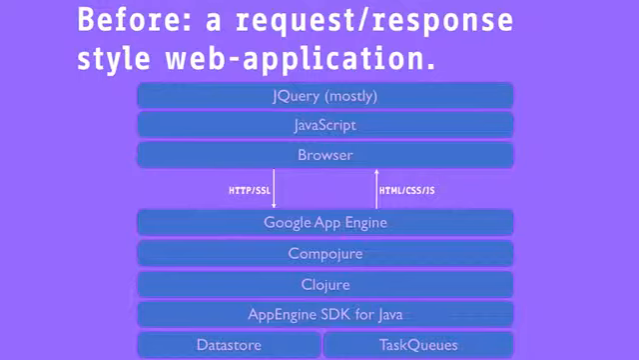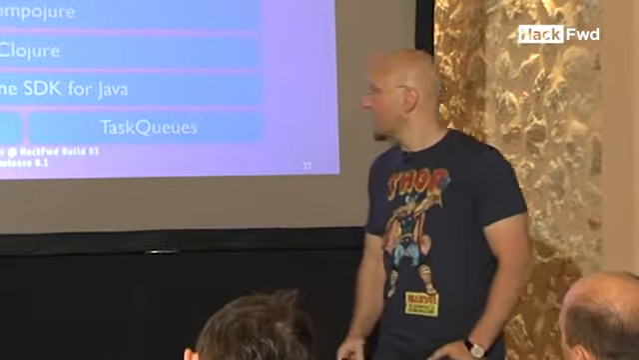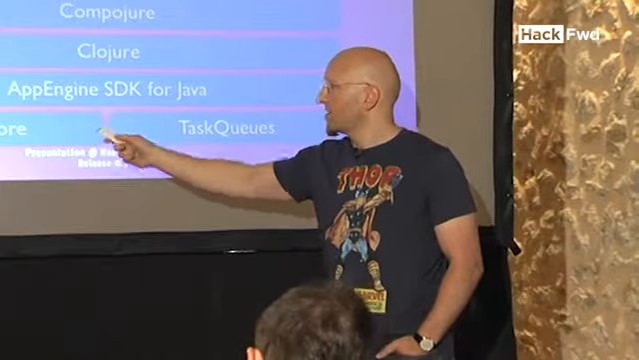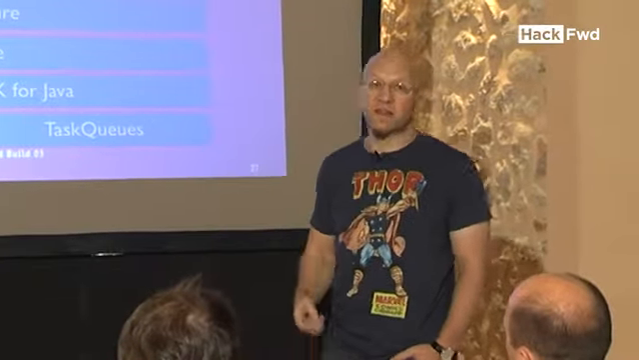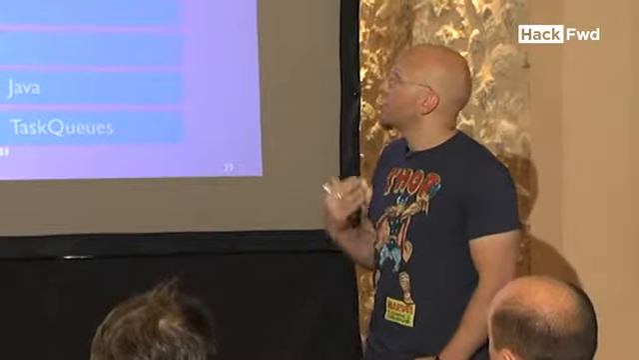It was just a request response style web application. On the server side, we use Google App Engine. For the web part, we use Clojure. We use Clojure as a programming language on top of the App Engine SDK for Java. And the most important stuff that we use is, of course, the data store, which is a distributed key value store. And we use task queues to process data, which I'll come to later.